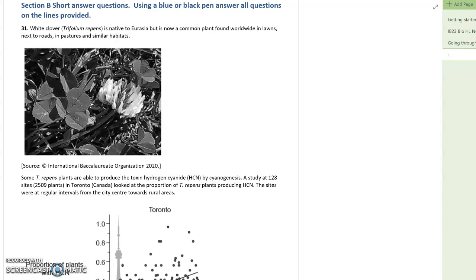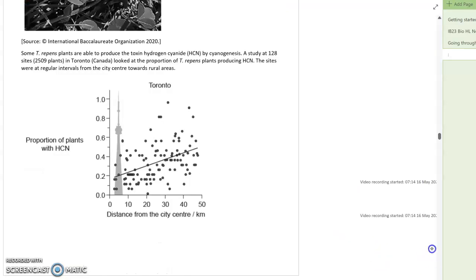So white clover is native to Eurasia, but is now a common plant found worldwide in lawns, next to roads, pastures, and similar habitats. So that's what white clover is. Then it goes on to say some plants are able to produce the toxin, hydrogen cyanide, by cyanogenesis. Now, that may not be a word that you've ever come across, but it doesn't really matter. You just need to know that that means cyano making, cyano is the hydrogen cyanide, genesis making.